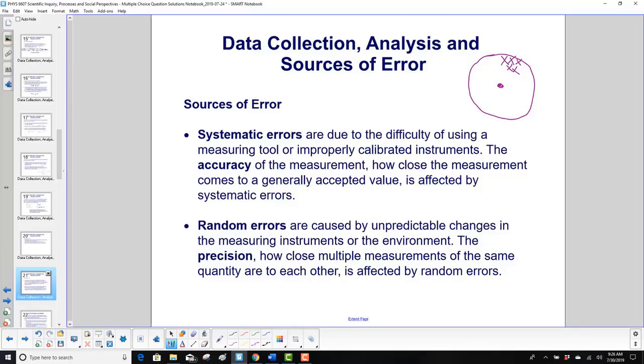Random errors are caused by unpredictable changes in the measuring instrument or the environment. So if there's wind blowing where you're throwing the darts, maybe your pattern would be something like this. Okay? That's a little tougher to deal with. The precision, which is how close multiple measurements of the same quantity are to each other, is affected by random errors. So in this case, you're not accurate, but you're very precise. They're all in the same area.